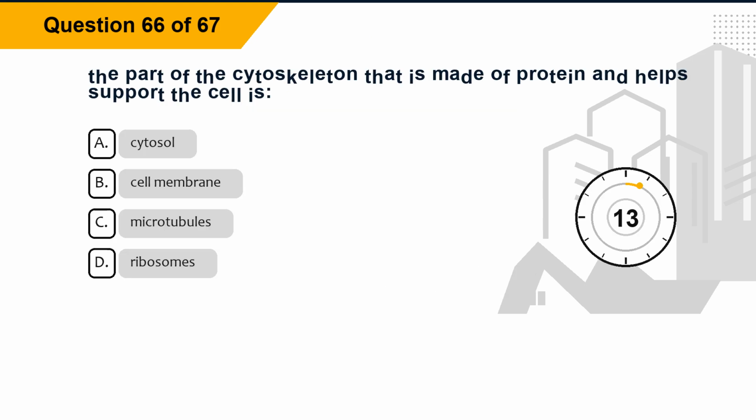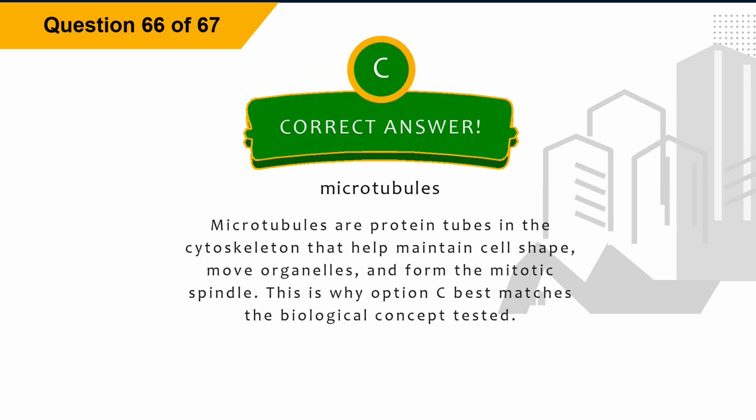Question 66. The part of the cytoskeleton that is made of protein and helps support the cell is option A, cytosol, option B, cell membrane, option C, microtubules, option D, ribosomes. The correct answer is option C, microtubules. Explanation: Microtubules are protein tubes in the cytoskeleton that help maintain cell shape, move organelles, and form the mitotic spindle. This is why option C best matches the biological concept tested.